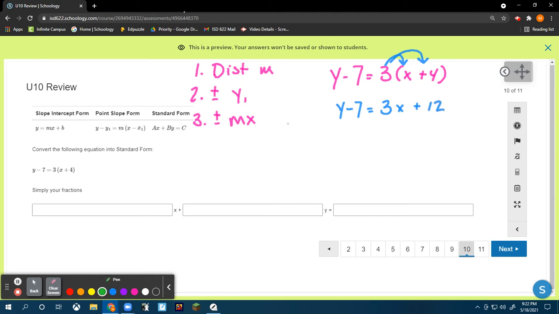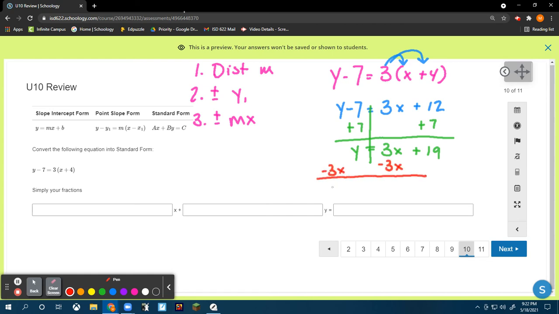Step 2, add or subtract y1, doing the opposite of negative 7, which is positive 7. And we get y equals 3x plus 19. And then finally, add or subtract the mx, which is this one right here. Opposite of a positive 3x is a negative 3x. And we're left with negative 3x plus y equals 19. Negative 3x plus 1y equals 19.